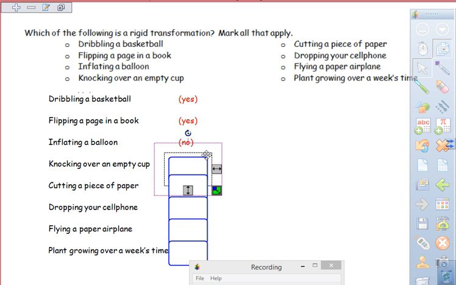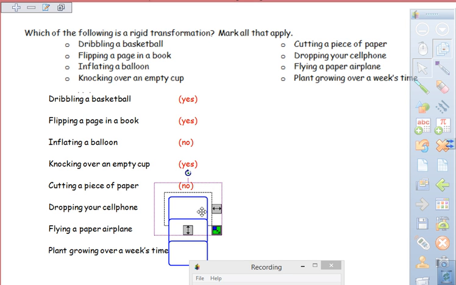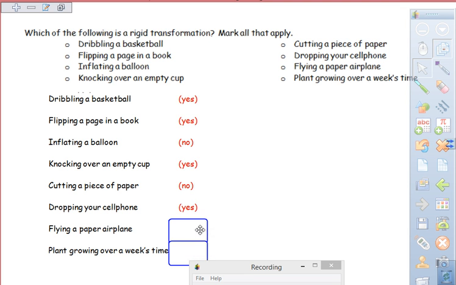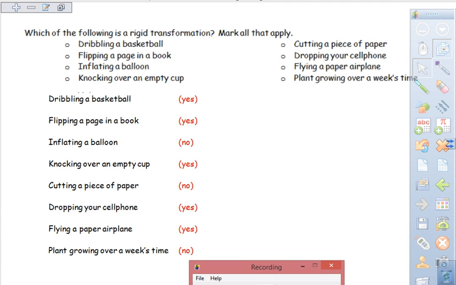Knocking over an empty cup. The cup preserves angle and side length. Cutting a piece of paper. No, it's going to get smaller. Dropping your cell phone. Yes, because hopefully it doesn't break and get smaller. Flying a paper airplane. Yes, it's going to maintain its shape and size. A plant growing over a week's time. No, it's going to get bigger. So these are some real-world applications of rigid transformations. This concludes my video on translations.